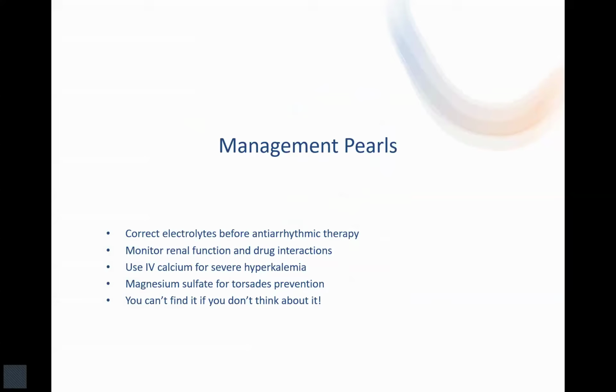So a couple of management pearls. I know we don't really have electrolytes other than magnesium, but in general, in most emergency management we think about correcting electrolytes before we start thinking about a lot of antiarrhythmic therapy. Pay attention to patients who have renal disorders because you can get a lot of problems. IV calcium for hyper-K, mag for torsade. And I think the other final thing would be, if you don't think about it, you can't find it. Unless you think about electrolyte abnormalities, you're not going to be able to find them on an EKG.